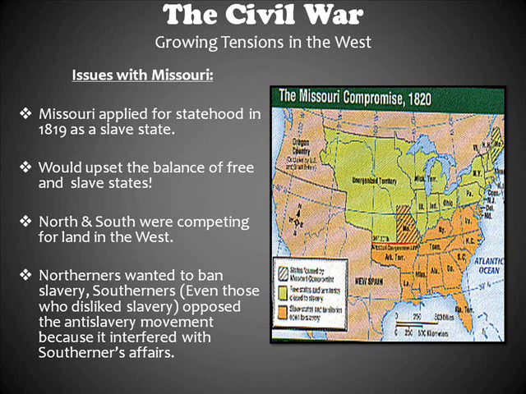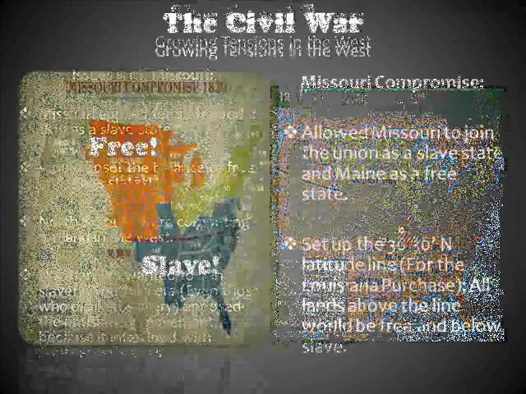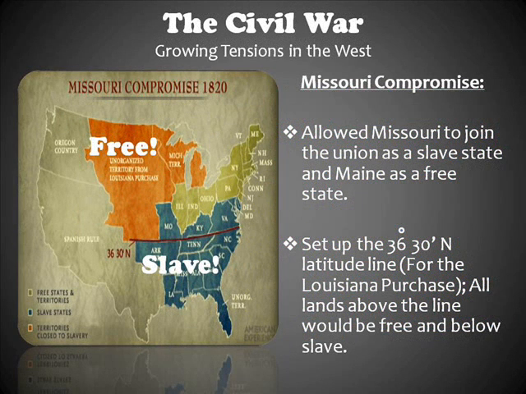Northerners wanted to ban slavery, and Southerners, even those who disliked slavery, opposed the anti-slavery movement, or the abolitionists, because it interfered with Southerners' affairs. So after some discussion, the Senate suggested a way to resolve this crisis. Allow Missouri to join as a slave state, and admit Maine at the same time as a free state. Maine, formerly part of Massachusetts, had also applied for statehood. The Senate wanted to settle the issue of slavery in the territories for good, though. It proposed banning slavery in the rest of the Louisiana Purchase north of the 36-degree, 30-minute north latitude line.